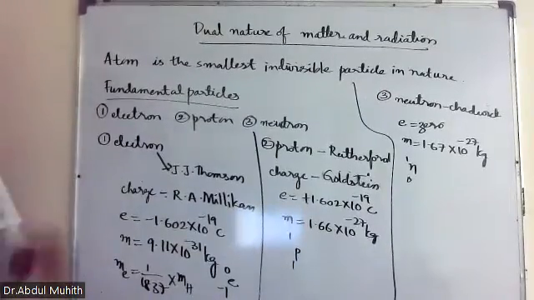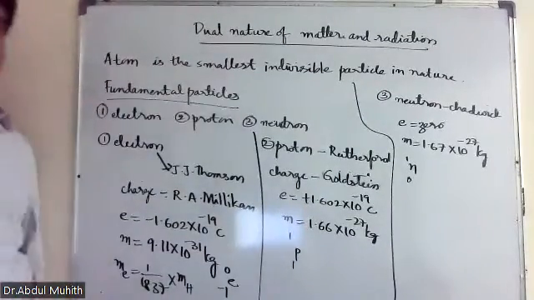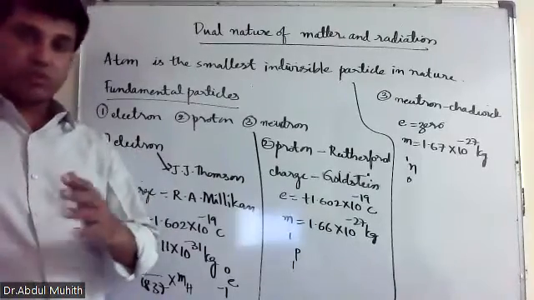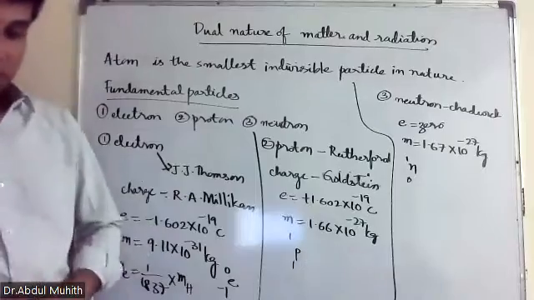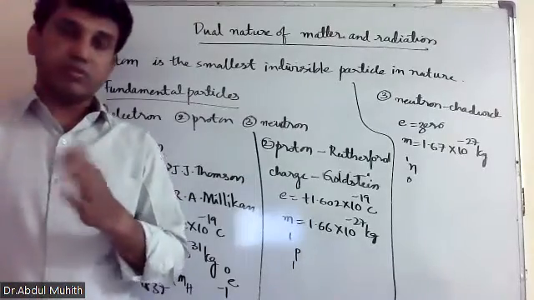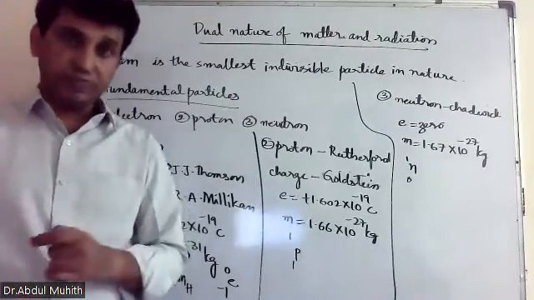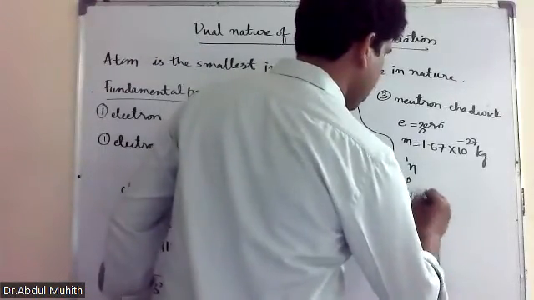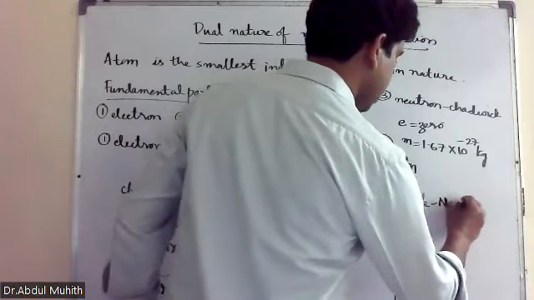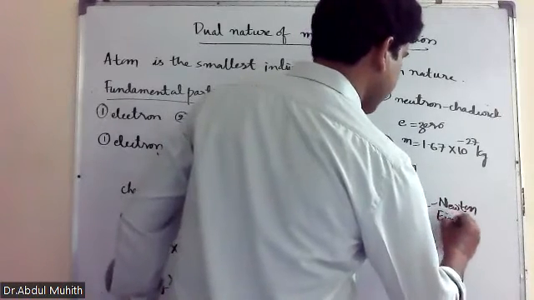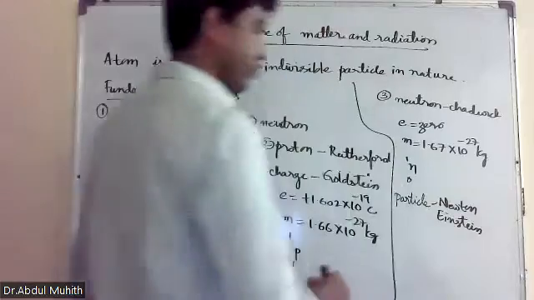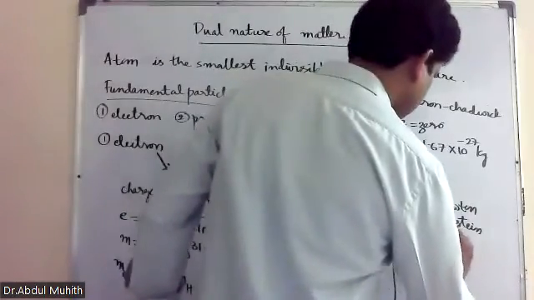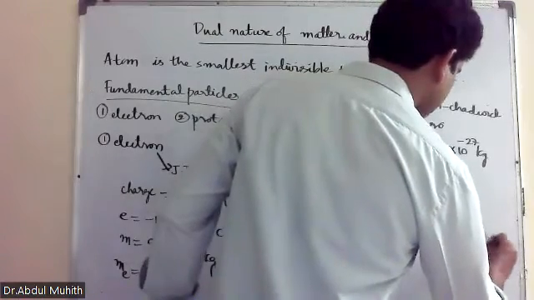Yes, sir. Next is about the dual nature of matter and radiation. See, there were two groups of scientists. One group supported that light travels in the form of waves, and the second group said that light travels in the form of particles. The particle nature was supported first by Newton. Then Einstein supported that light travels in the form of particles, meaning photons. And Max Planck also supported that light travels in the form of particles.